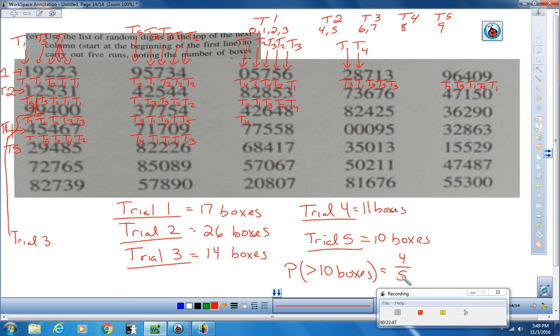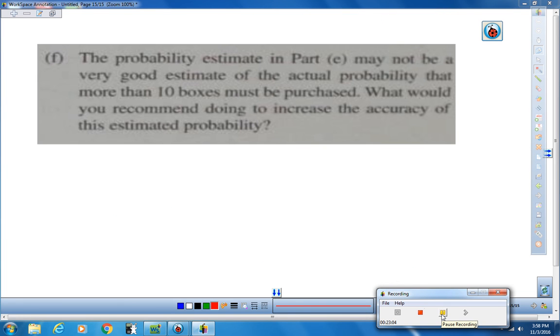All right, so let's go ahead and look at the last part of this. It says the probability estimate in part E may not be a very good estimate of the actual probability that more than 10 boxes must be purchased. What would you recommend doing to increase the accuracy of this estimated probability? Well, if I want to increase this accuracy, I have to do this a lot. So doing it 5 times isn't very much. So to increase the accuracy, what I would want to do is increase the accuracy.